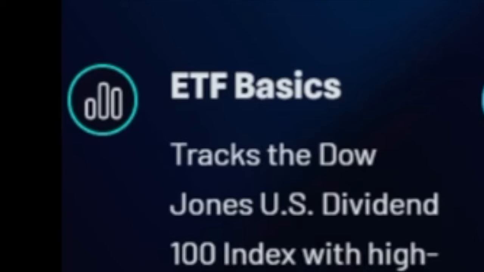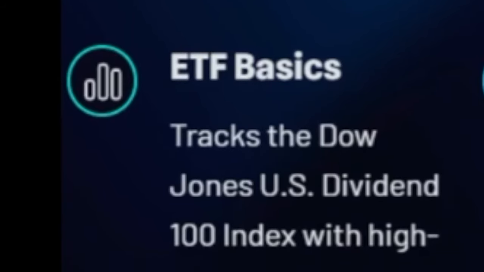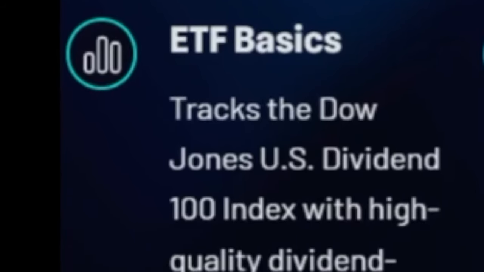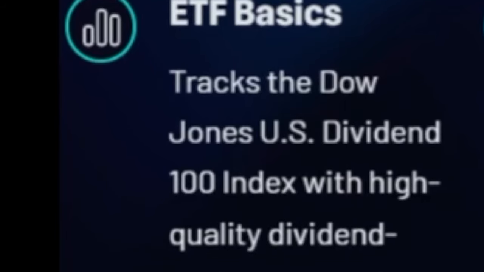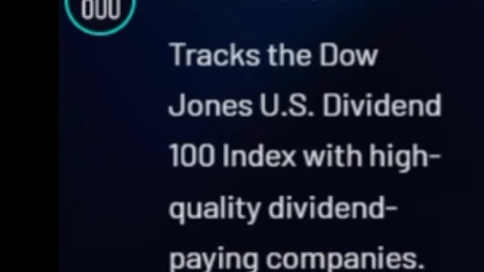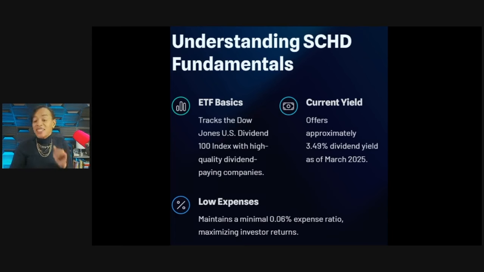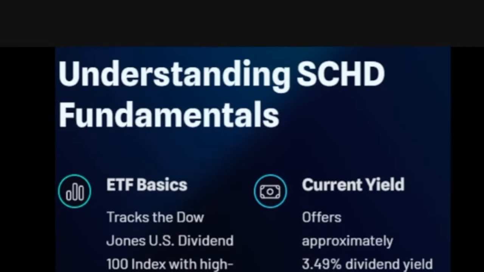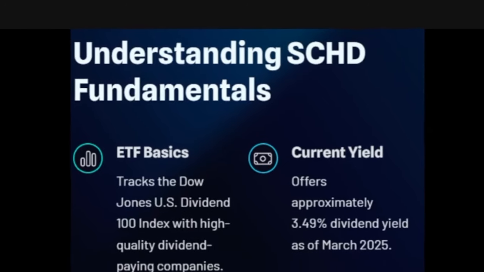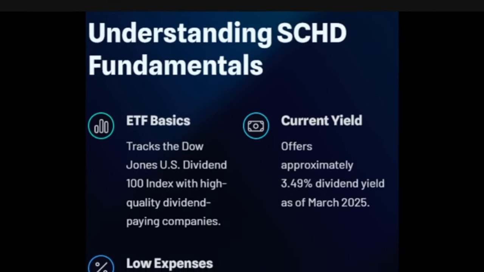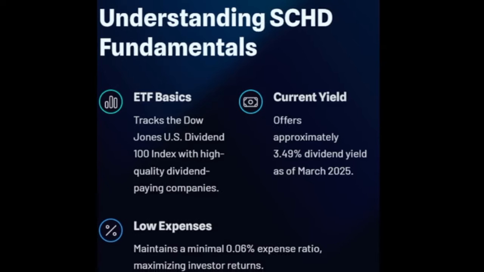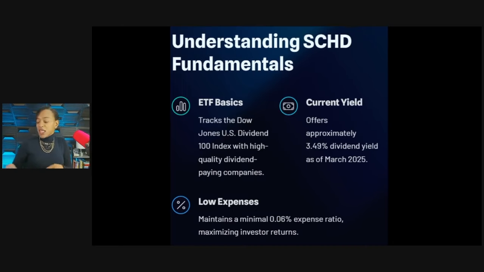So, as I said, SCHD is an ETF, an exchange traded fund that tracks the Dow Jones U.S. Dividend 100 Index. It incorporates those high quality dividend paying companies. And today is the day when they go about announcing the updates in its list of stocks to ensure that it includes only the best performers based on their strict criteria. So we're going to get into all the details of that in today's video.